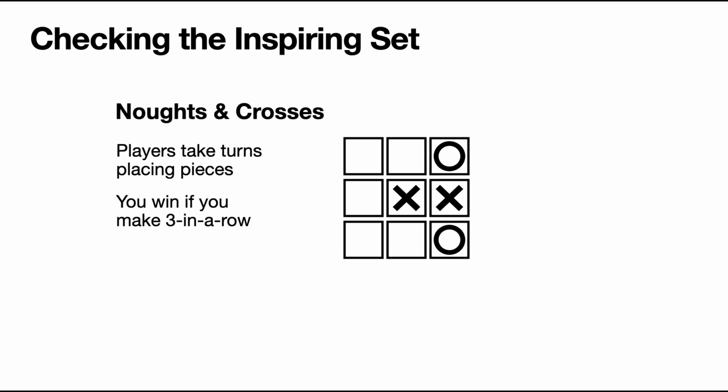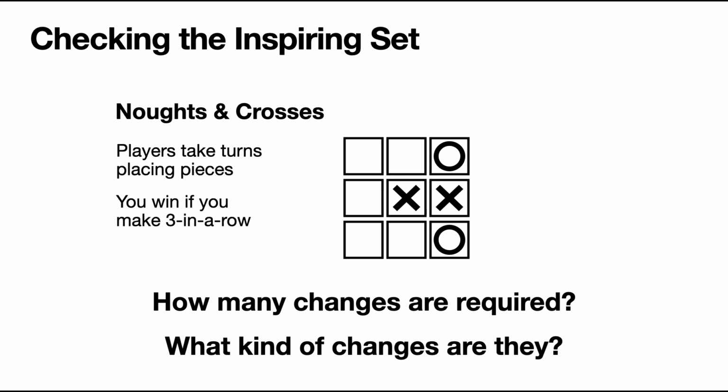The next step is to review our inspiring set to get a feel for the kind of design space this marks out. In order to check this, it's useful to imagine trying to transform one member of the inspiring set into another. We can do this informally, it doesn't need any code, we just note down the kind of changes that it would require. So we're looking for two things in particular. How many times do we need to change the game to get from one to another? And what nature are these changes? Like how big and how significant are they?